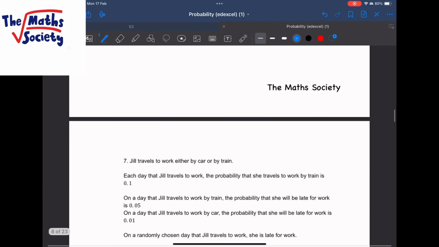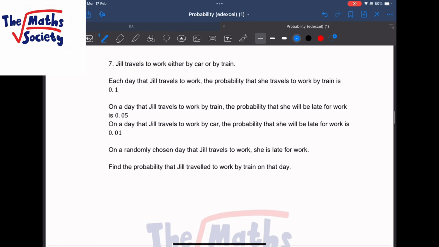Okay, we now go to 7. 7 says that Jill travels to work either by car or by train. Every day that she travels to work, probability she travels by train is 0.1. Work by train late is 0.05. Car late is 0.01. So Anna randomly chosen to travel where she's late for work. Travel to work by train.